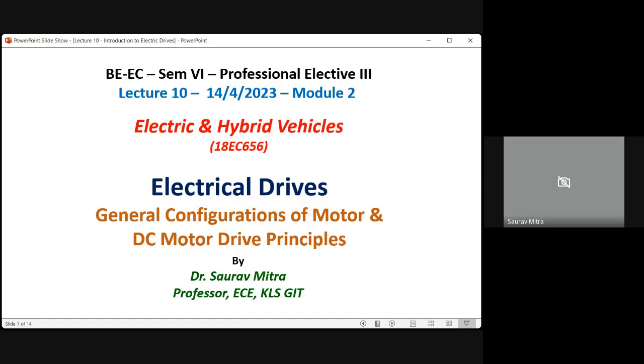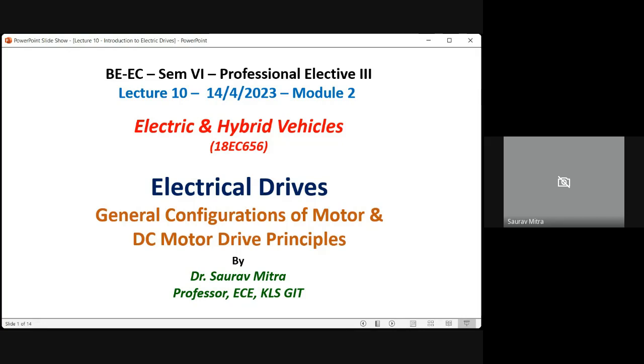This is lecture number 10 in EHV, that is Electric and Hybrid Vehicle course. We are in the second module already. Today we are going to see a very important topic. First of all, it is going to be an introductory session for electrical drives. Why electrical drives are required, where they are used, and what are the different types of electrical drives used in electric vehicles. All those things we are going to see.